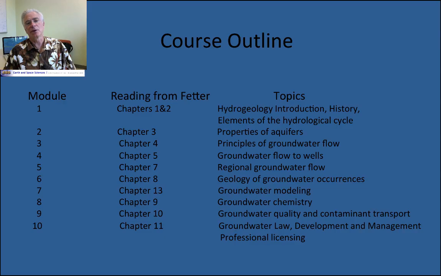Course outline. I've divided the course into 10 modules. Each module is about one chapter, except we'll cover 2 chapters in the first module. The chapters are almost sequential in order with some jumping around. You can see that we'll go from the initial topics of history and elements of the hydrologic cycle to properties of aquifers, principles of groundwater flow, flow to wells, regional groundwater flow, geology of groundwater occurrences, groundwater modeling, chemistry of groundwater, quality and contaminant transport, and finally, groundwater law.